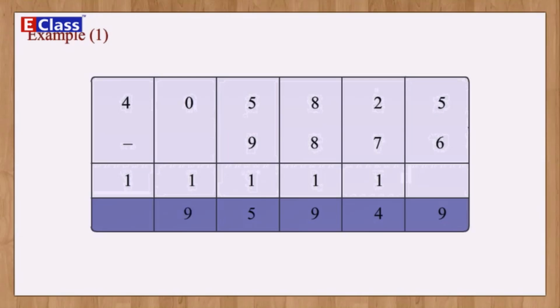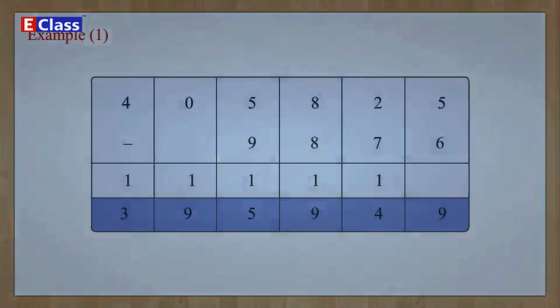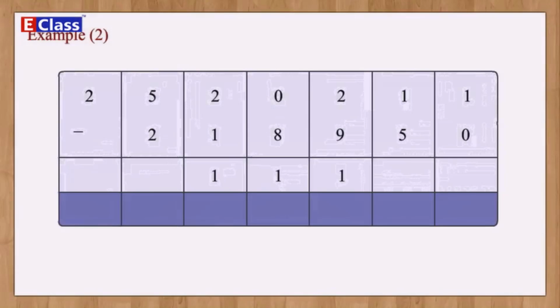4 lakhs minus 1 lakh is 3 lakhs. Hence, the difference is 3,95,949. Example 2. 1 unit minus 0 is 1 unit.